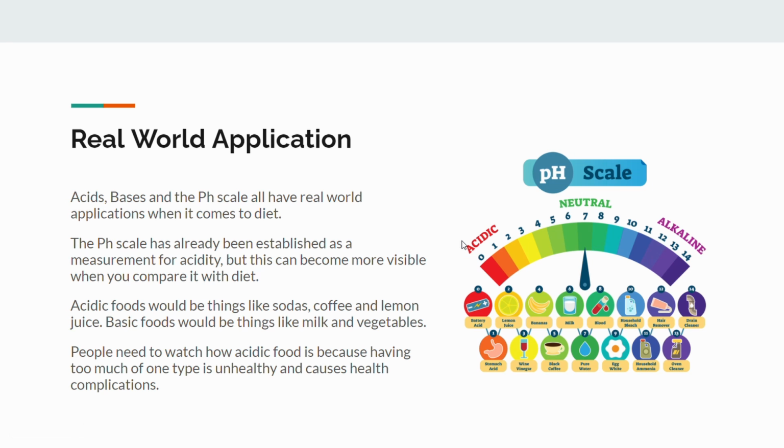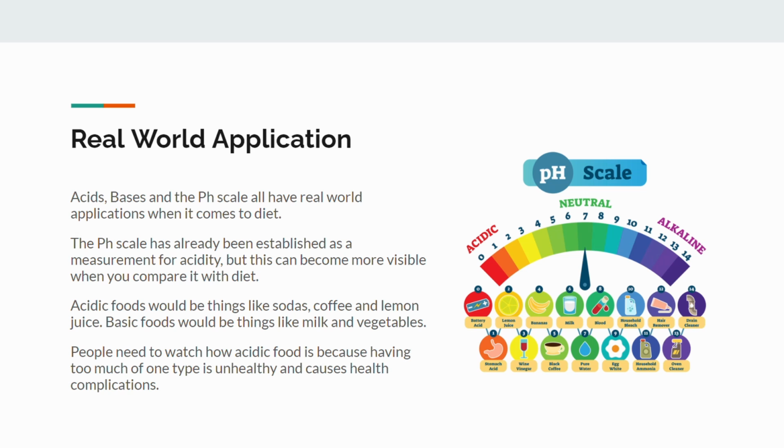Now, all of this comes into play in the real world when you think of things like diet. Foods that are typically considered unhealthy are more likely to be acidic. Things like soda, coffee, meat, lemon juice. And then things that are basic are more likely to be healthy. Things like fruits and vegetables.